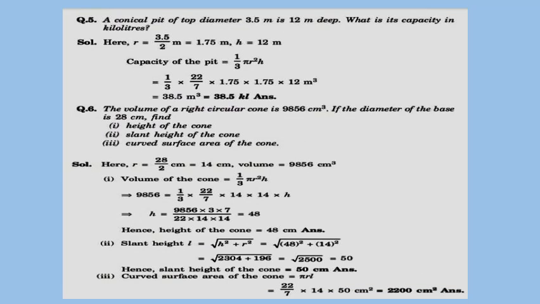A conical pit of top diameter 3.5 meter is 12 meter deep. Deep means it is nothing but the height. What is the capacity in kiloliters?